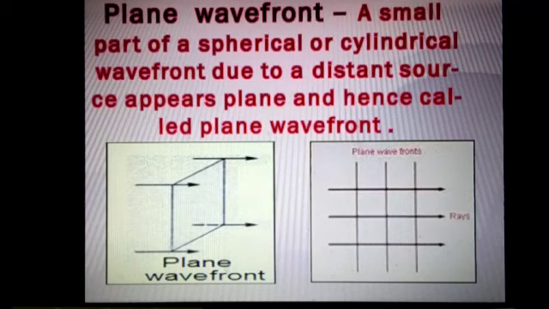The third one is plane wavefront. A small part of a spherical or cylindrical wavefront due to a distant source will appear plane, and hence it is called a plane wavefront.